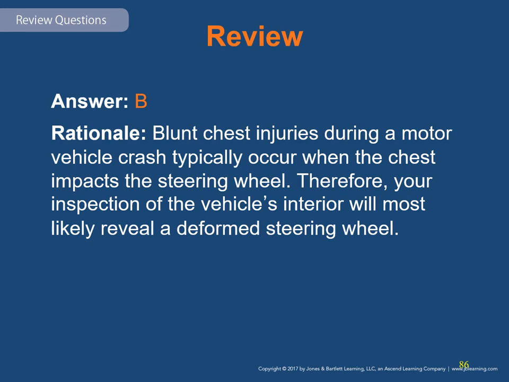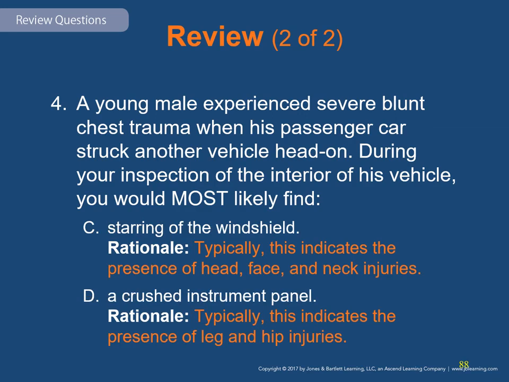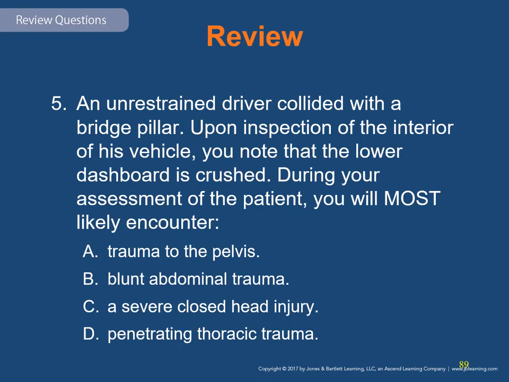Blunt chest injuries during a motor vehicle crash typically occur when the chest impacts the steering wheel. Therefore, your inspection of the vehicle's interior will most likely reveal a deformed steering wheel. Answer A. Typically, this will cause abrasions of the face, head, and arms. Answer B is the correct answer. Answer C. Typically, this indicates the presence of head, face, and neck injuries. Answer D. This typically indicates the presence of leg and hip injuries.